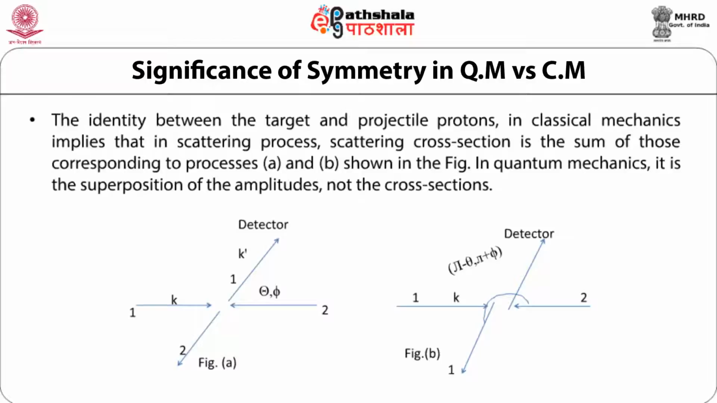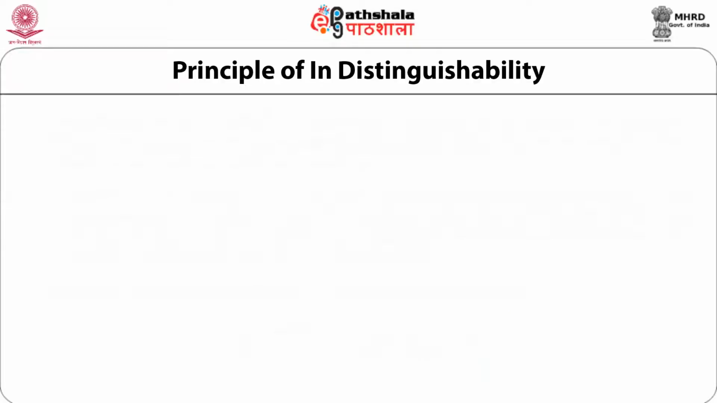However, in quantum mechanics this is not the case, and here the superposition is of the amplitudes and not of the cross sections of the scattered protons. Principle of indistinguishability. Now, in the case of quantum mechanics, like mentioned earlier, the superposition is not of the cross sections as measured for the two protons, but the superposition is of the scattering amplitudes. Whether these amplitudes are to be added or subtracted is decided by the spin of the particles.